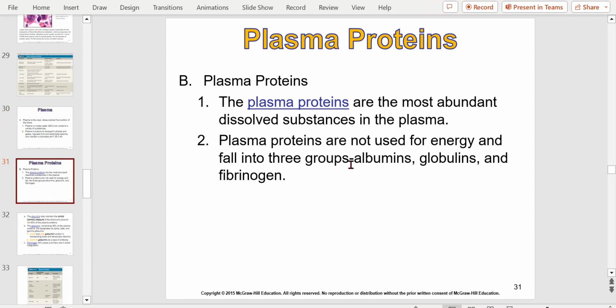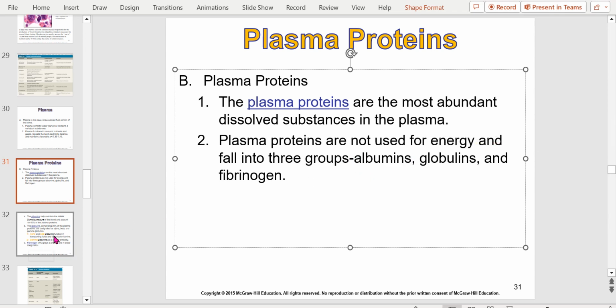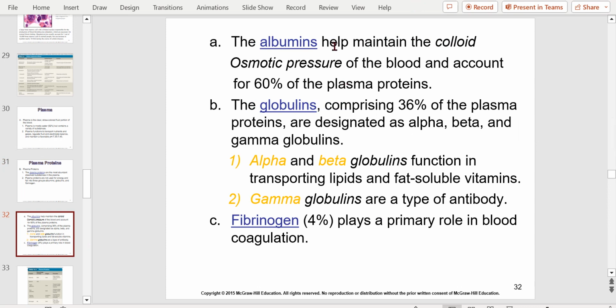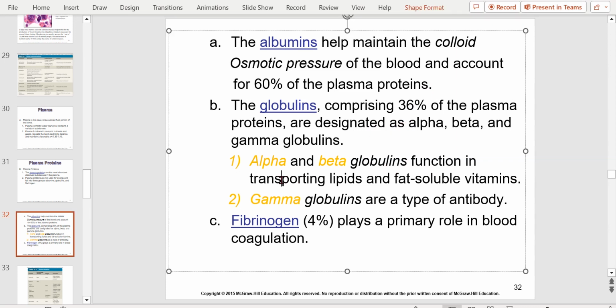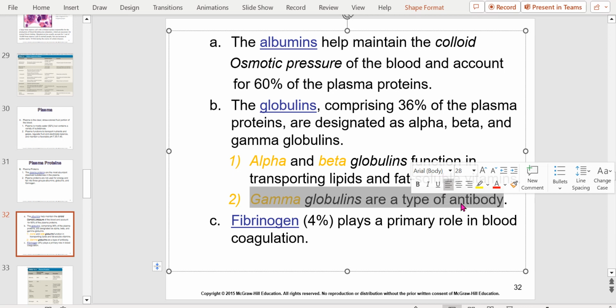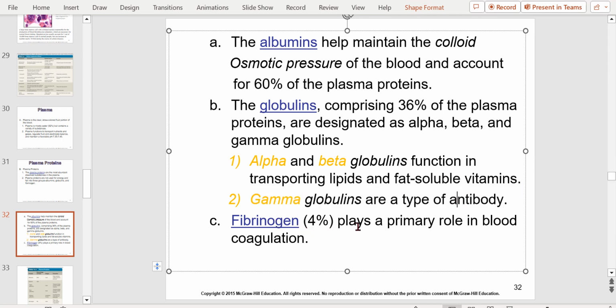The plasma proteins are the most abundantly dissolved substances in the plasma, which are not used for energy and fall into 3 groups. As mentioned earlier, there's albumins, globulins, and fibrinogen. The albumins help maintain the colloid osmotic pressure of the blood and account for about 60% of the plasma proteins. The globulins comprise about 36% of the plasma proteins, designated alpha, beta, and gamma. Alpha and beta globulins are involved in transporting lipids and fat-soluble vitamins. Gamma globulins are the type that we use for antibodies. Very important. Fibrinogen plays a primary role in blood coagulation. Kind of like a spider web, it's able to make that blood coagulate when needed, just in the case of a paper cut.